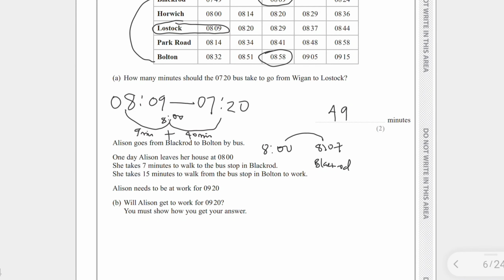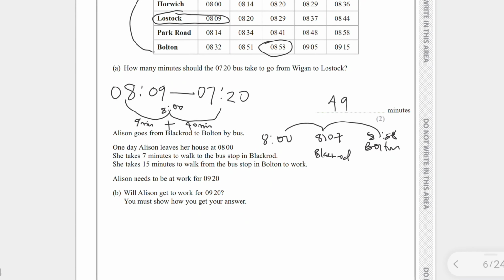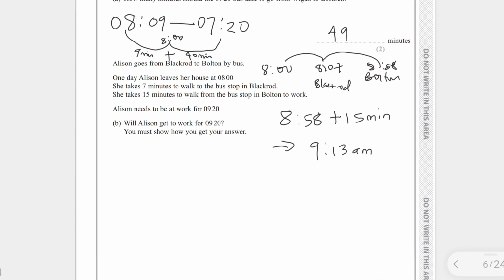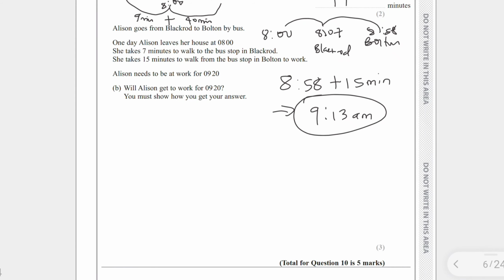So it means she will arrive at Bolton at 8:58. So if she arrives at 8:58, she takes her 15 minutes to walk from the bus stop in Bolton to work. So 8:58 plus 15 minutes. So that means she will arrive at work at 9:13 a.m. So she needs to be at work for 9:20. So will Alison get to work? Of course, yes. She'll get to work.